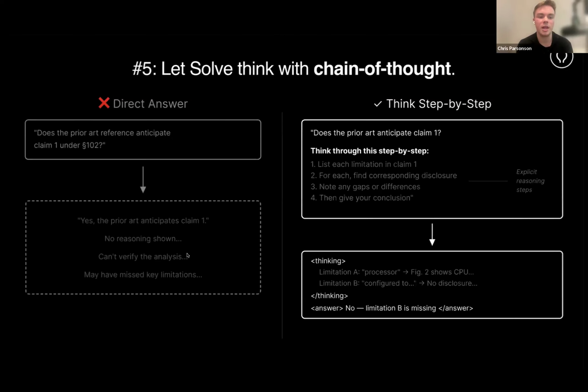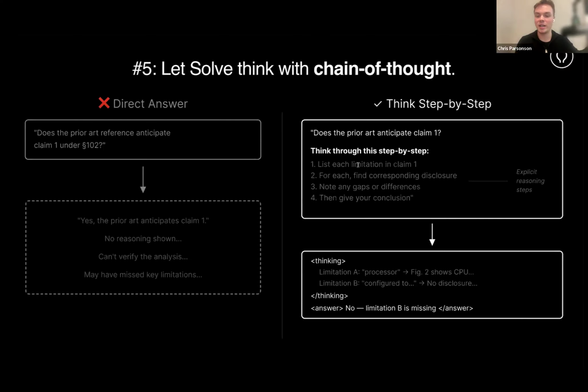So you can see this at work here. On the left-hand side, we're asking the AI, does the prior art reference anticipate claim 1 under 102? So we're not using any chain of thought. Compare that to the right-hand side, where we're telling the AI to think step by step. So we're asking the AI, does the prior art anticipate claim 1? And then we're telling the AI, just by writing it in our prompt, think this through step by step.